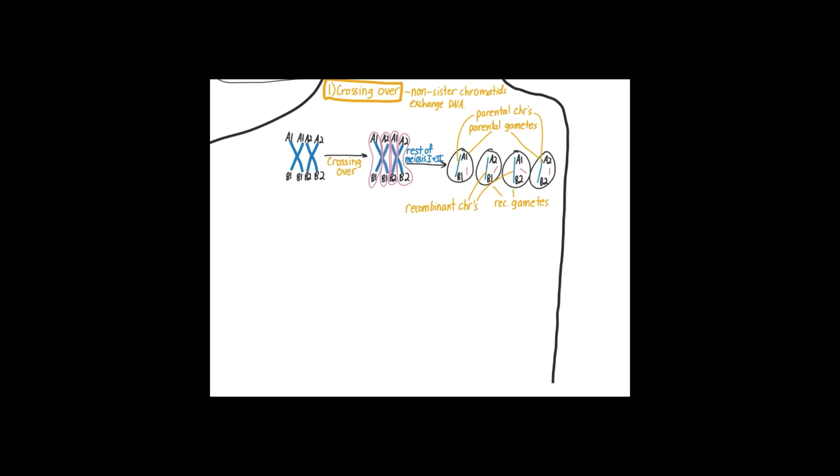Can crossing over occur between sister chromatids, like between both A1B1 chromatids? The answer seems to be yes, at least in some species. But since the alleles on sister chromatids are the same, crossing over between them does not produce new allele combinations, so we are not as concerned with these crossovers.